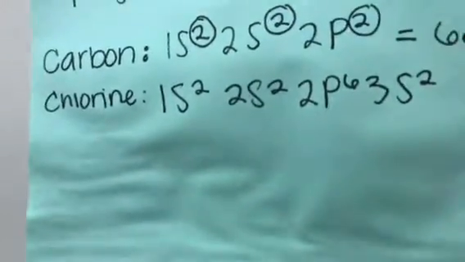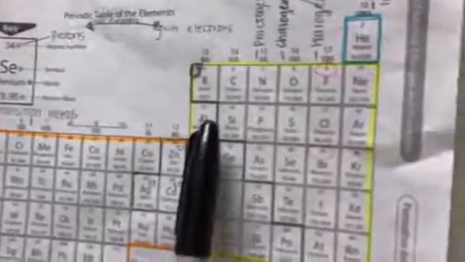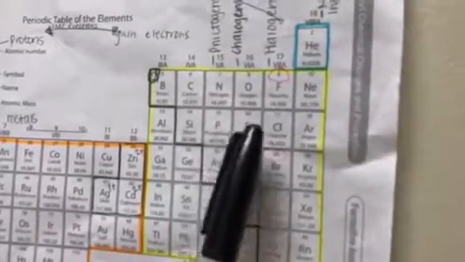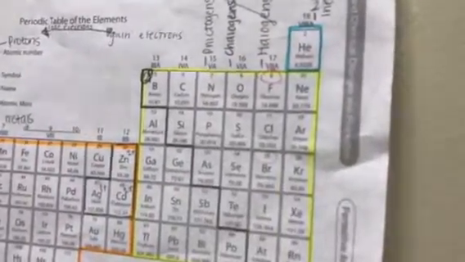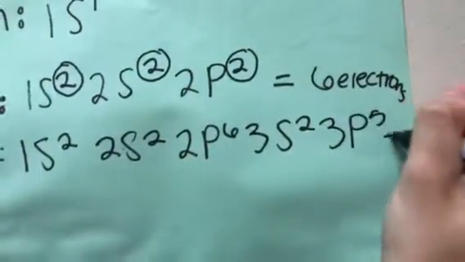And then now we're going to slide all the way over to 3p, 1, 2, 3, 4, 5. So it's going to be 3p5. Alright, and that's our electron configuration for chlorine. Alright, and this will conclude your lesson on electron configuration. We hope you learned something, and thank you for watching.